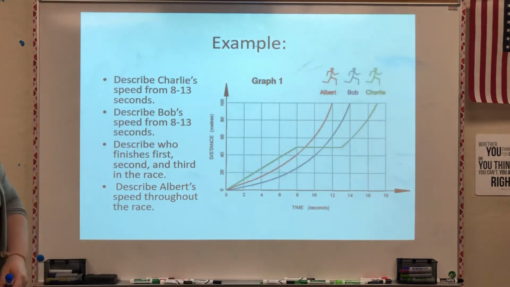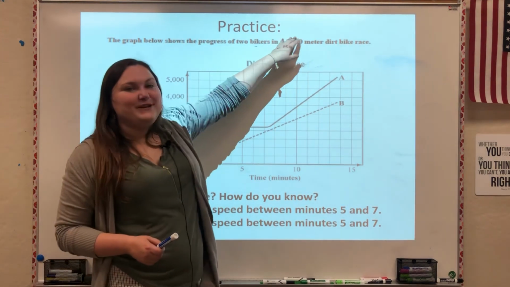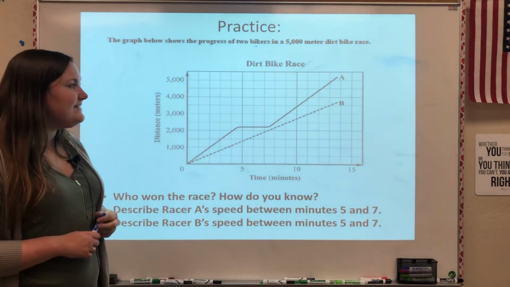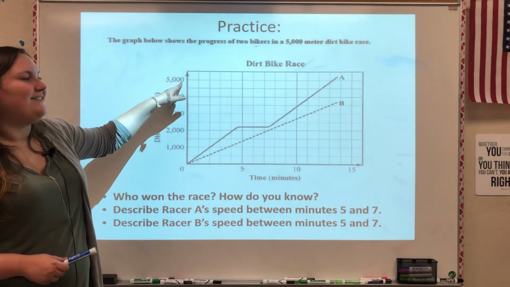Our last one says, the graph below shows the progress of two bikers in a 5,000 meter dirt bike race. The first question asks, who won the race? How do you know? Well, here it said it's a 5,000 meter race. So who won the race? Well, A is the only person who got to the end.